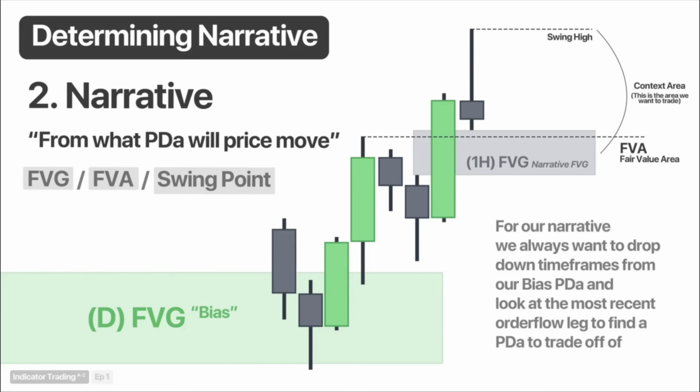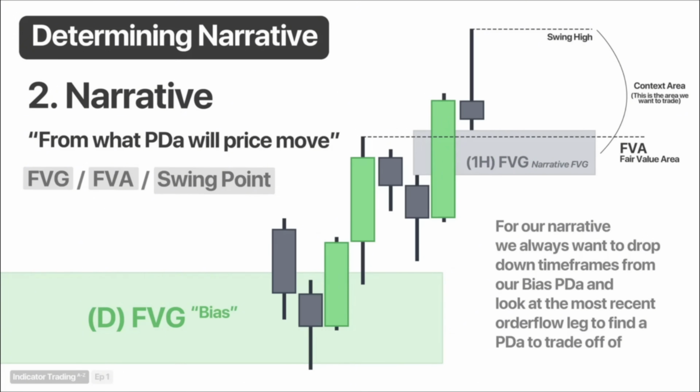So remember what the narrative is. It is the very important question we want to be asking ourselves once we determine a bias: from what PD array will price move from if I am bullish? And we want to be looking for our narrative array on the properly aligned time frame. So from a daily, we would go into a 1 hour, and now we're looking for 1 hour order flow. We're looking for a 1 hour impulse shift off of this daily.